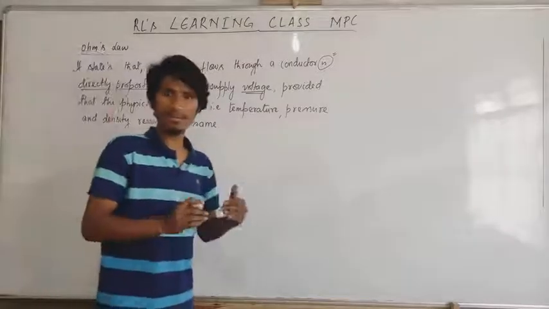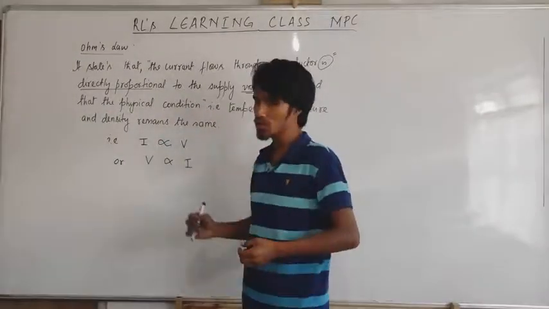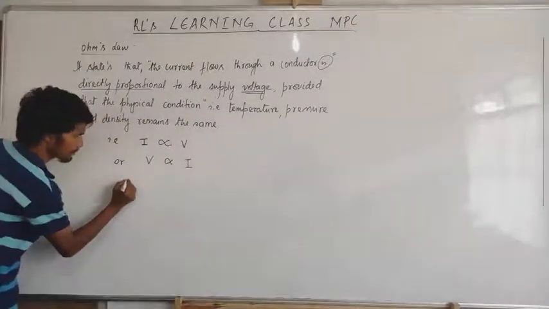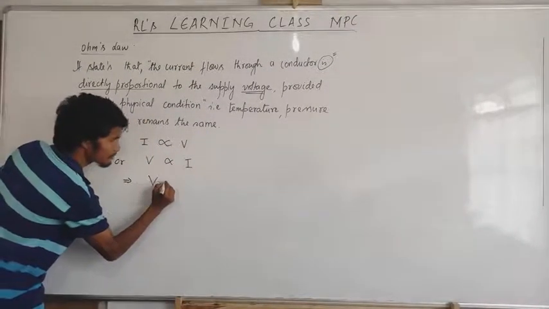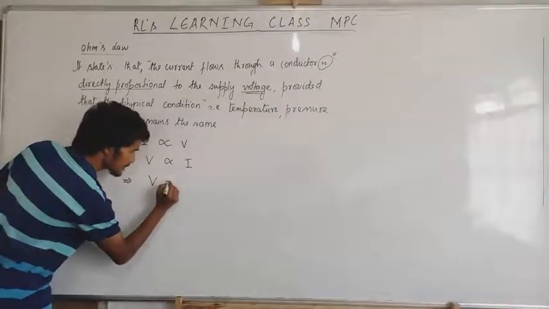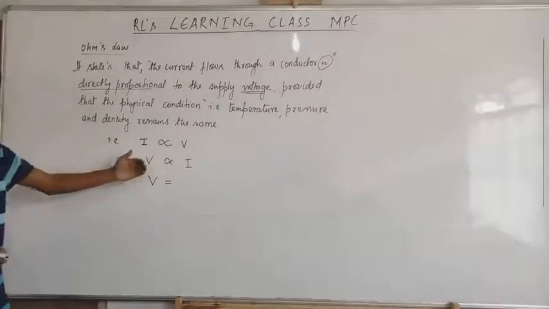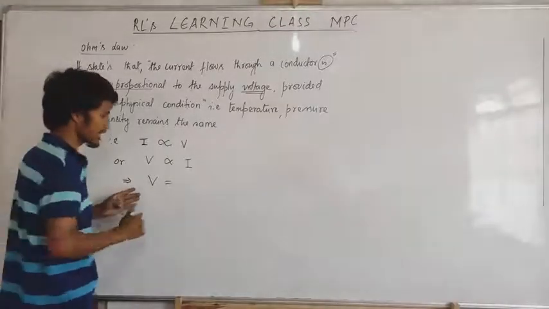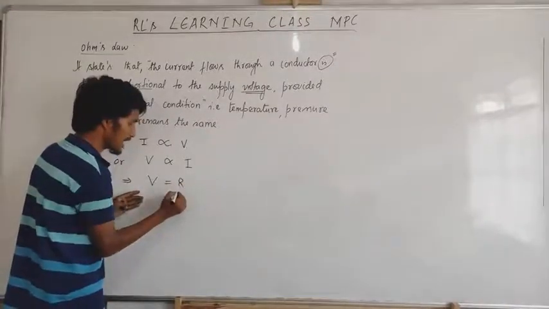Now you have seen this in a previous class. When there is proportionality, what do we have to do? Remove the proportionality. We get V is equal to. Now remove this proportionality, we get some constant value, some constant there. Okay, that constant will be I.